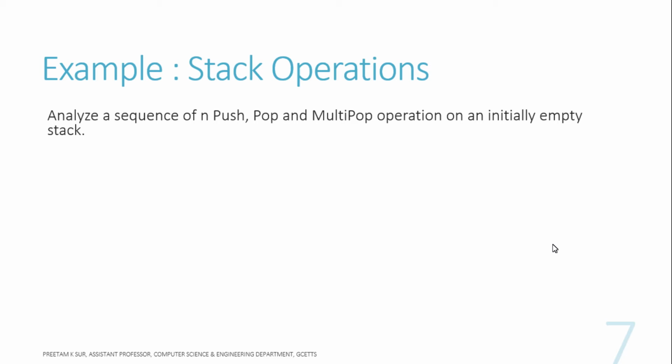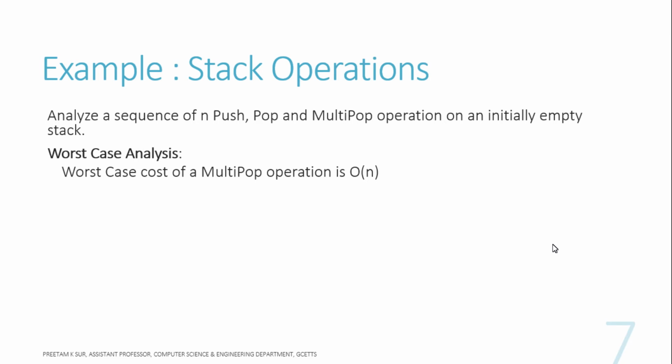Now let us first see what will happen in such a scenario if we perform the worst case analysis. In worst case analysis, we are trying to find out the upper bound for the total sequence of n operations. If we analyze the way we do in the worst case analysis, we will find that the worst case for a multipop operation is order of n. So in the worst case, multipop takes order of n time.